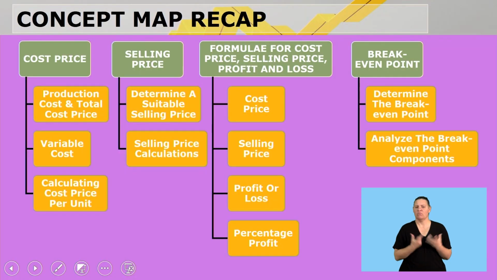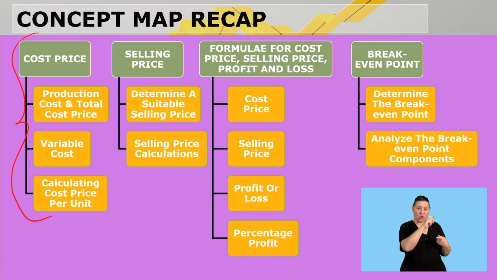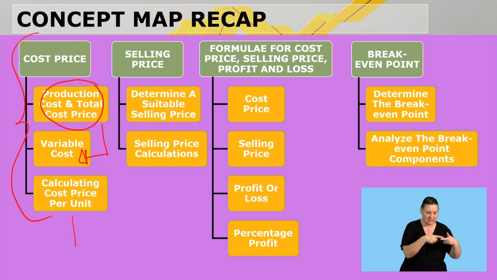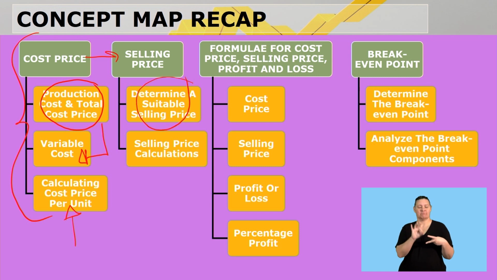So what we've done is we looked at cost price, where we calculated the production cost and the total cost price. We looked at variable cost, and then we calculated the cost price per unit. After that, we went to selling price, where we determined a suitable selling price and we did some selling price calculations. Then our third point was the general formulas for cost price, selling price, profit and loss.